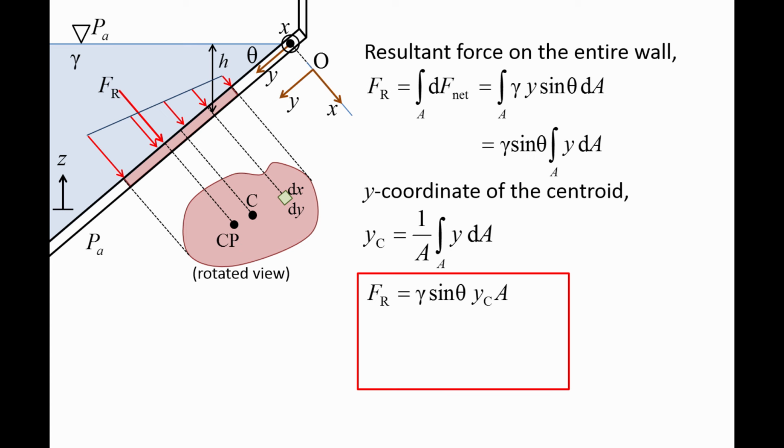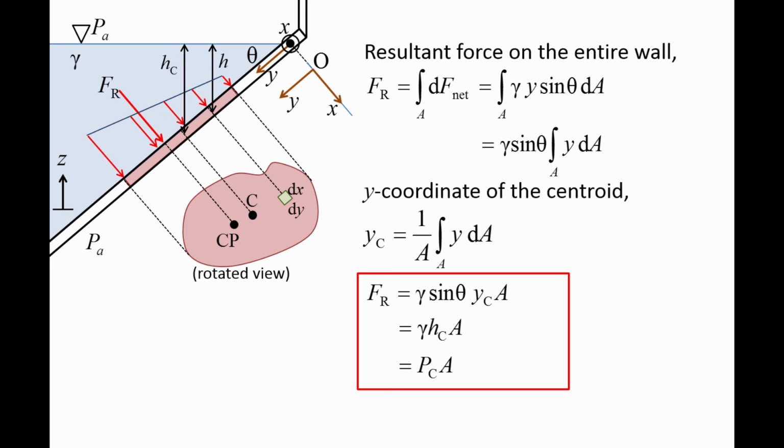We now have an expression for the resultant force Fr. Fr is equal to gamma times sine theta times yc times the area. Yc times sine theta is equal to the depth of the centroid, hc, so we can rewrite the resultant force equation as gamma times hc times A. This form of the equation is often more convenient to use when solving fluid mechanics problems. Gamma hc is the pressure at the centroid, pc, so we can further rewrite the resultant force equation as the pressure at the centroid, pc, times the area A.